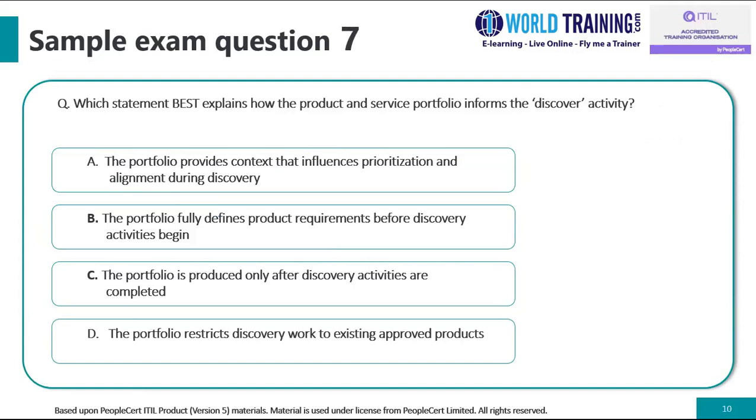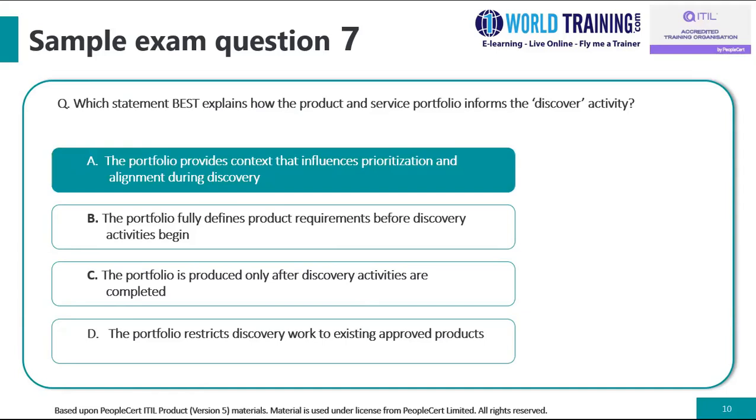Question number 7 is a question on the portfolio and Discover. Which statement best explains how the product and service portfolio informs the Discover activity? The correct answer is A. The portfolio provides context that influences prioritization and alignment during discovery.